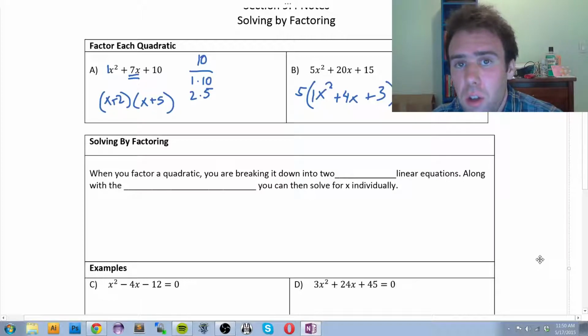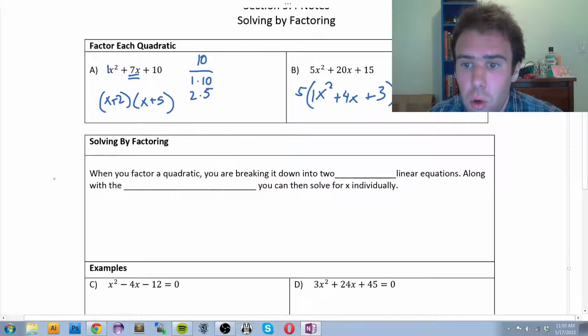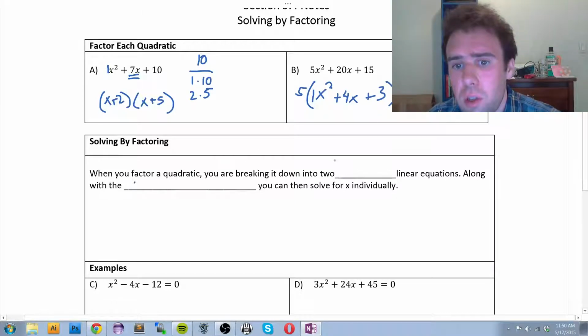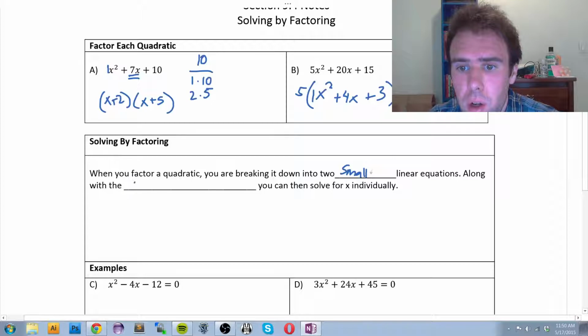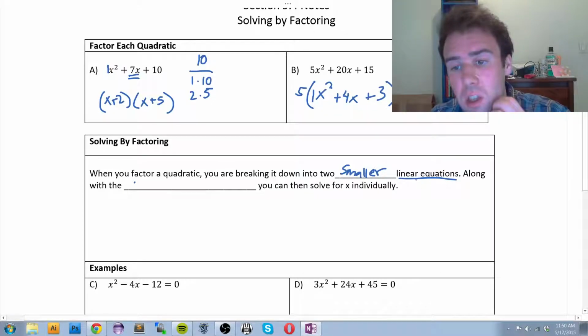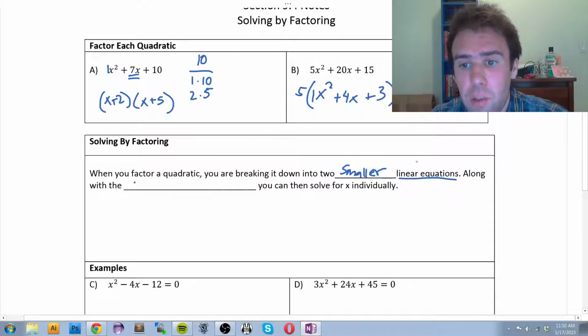So let's take a look. Solving by factoring right here. It says when you factor a quadratic, you are breaking it down into two, and you would say, looks like the pen's off the page. There it is. You would be breaking down into two smaller linear equations. And by linear equations, that is also represented as the highest power being 1. So something like 2x plus 5 or as simple as x plus 3 like we had above.